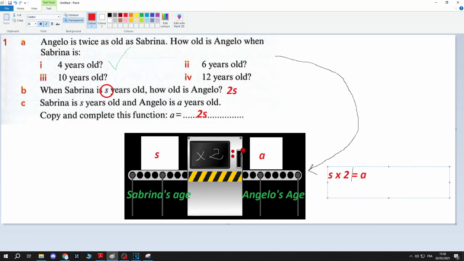But hey, can we write it as S multiplied by 2? Of course not. This is algebra. It's a variable and a constant next to each other. So 2S equals A. Flip it around, it will be A equals 2S. And that's basically how we would answer question 1.